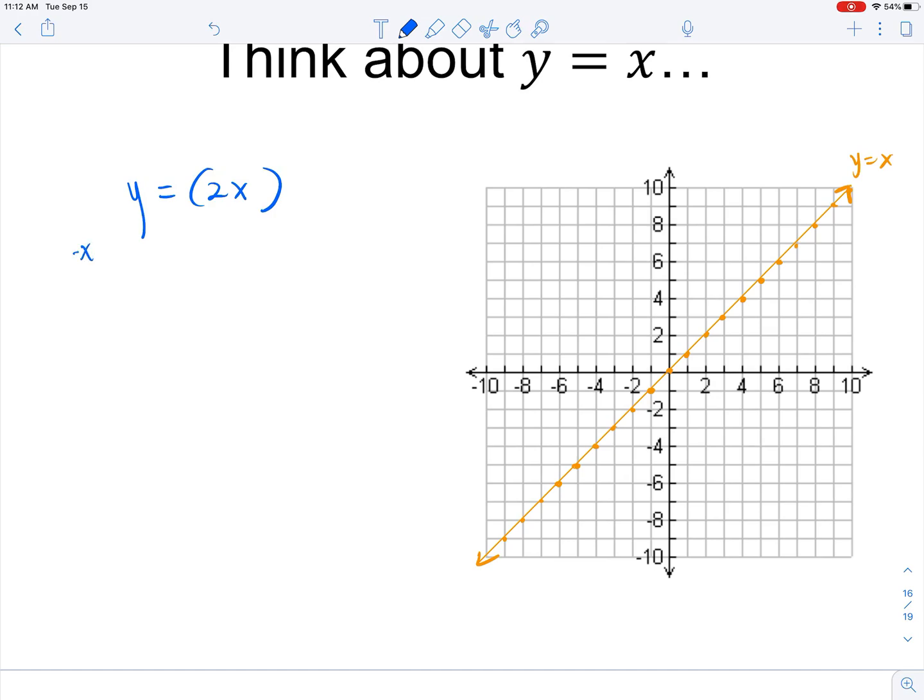So the way that this is written, the parent function is being horizontally, this is a horizontal compression by 1/2. We have to think about multiplying each x from the parent function by 1/2 in order to have the same y coordinate.